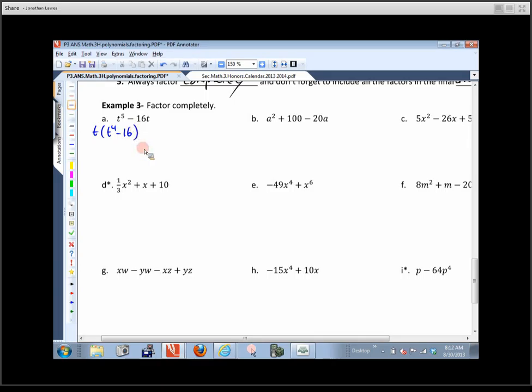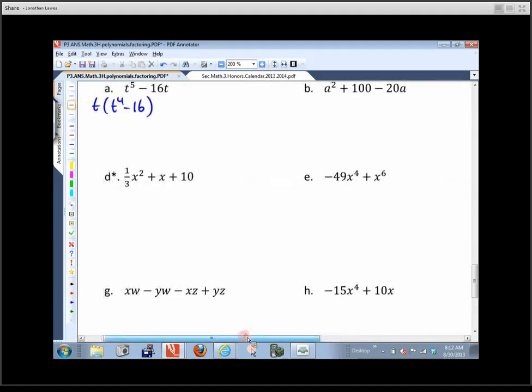Okay. Destiny, what's next? What do we do with this one? So we took out a t. We're kind of looking at this right here. Is there a way to break that down anymore? So we already took out the greatest common factor. So what would we do next? Okay, look at your list there. After you take out the greatest common factor, what do you do next? You count how many terms there are, right? How many terms are there in here?